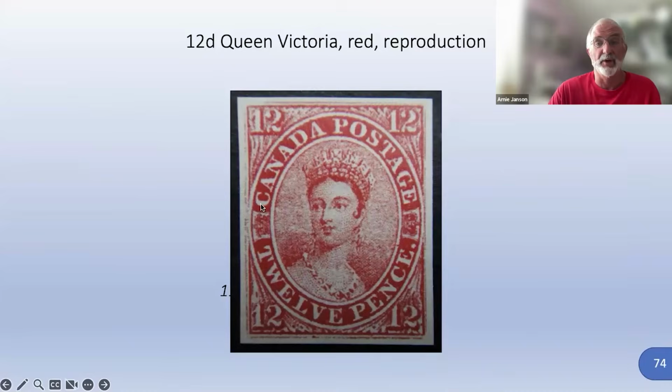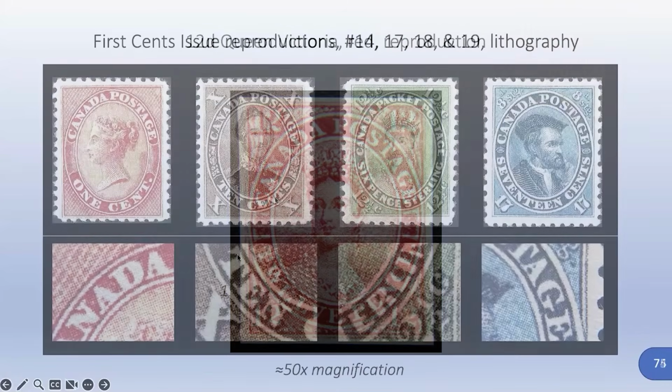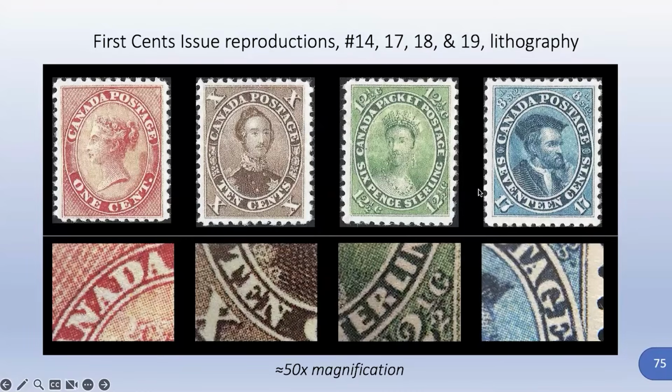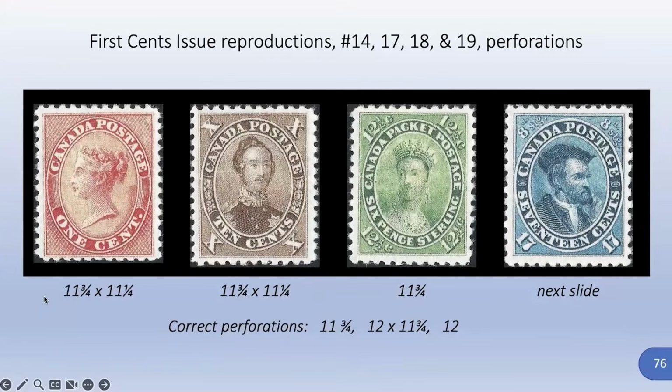Here's another reproduction of the same stamp. It was printed in red. They made it real clear this is a reproduction. Here's some more reproductions of early stamps done by lithography. Again, the quality is terrible. You can't really mistake these for genuine stamps if you have any. If you want space fillers, great. Interestingly, they've got perforations. Some of them are correct.